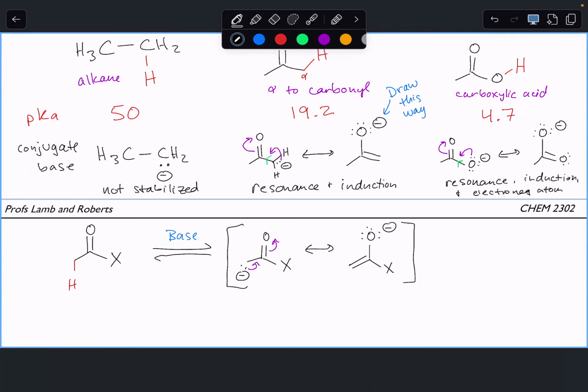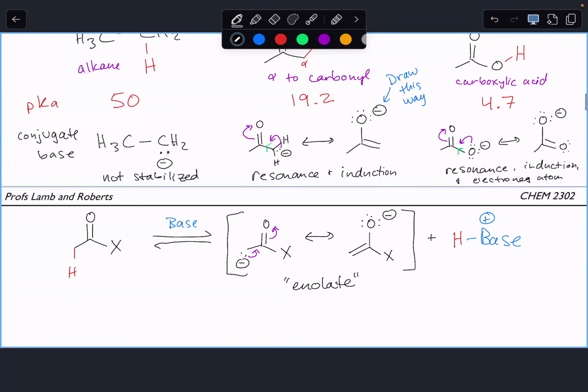And then our base has taken up our proton. So the two resonance structures in the brackets together, that is called the enolate. Again, ate, ATE means negatively charged. So enolate means that it has a negative charge. And so we are going to be talking about the pKa trends of various alpha protons to make enolate nucleophiles.